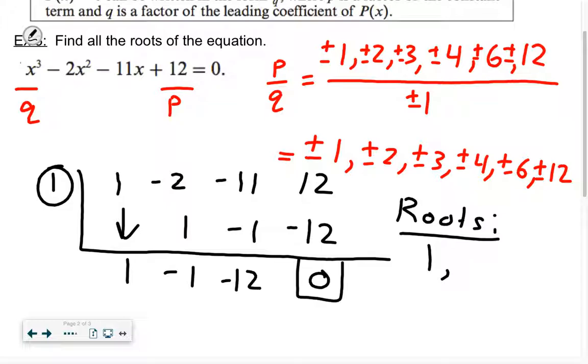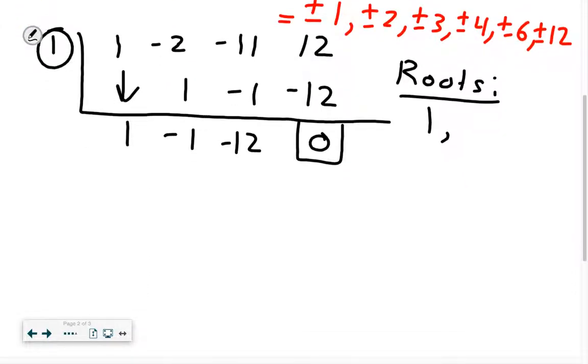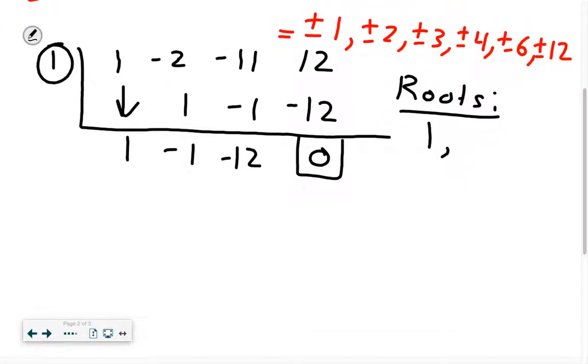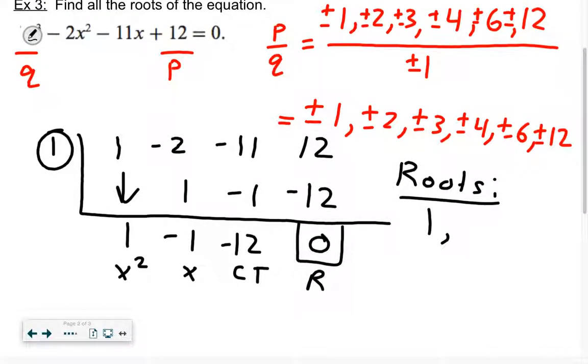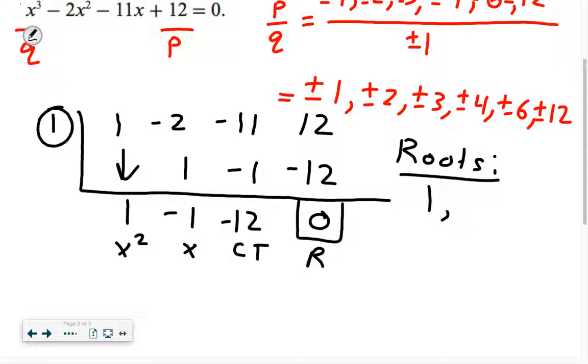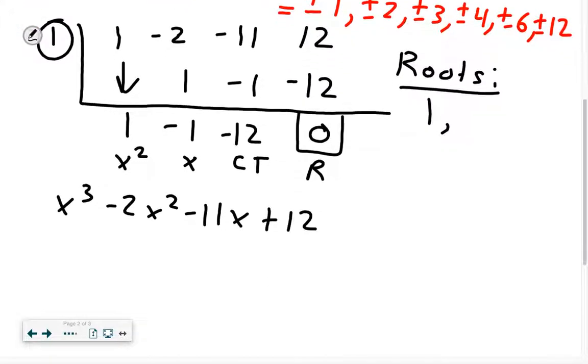Now the even better news for us is now that we have found this, what we've done is we've actually created a quadratic down here. Recall if we did synthetic division, this was your remainder, this was your constant term, this was your x, and this was your x squared. So let me go ahead and show it this way. X to the third minus 2x squared minus 11x plus 12. That was our original polynomial.